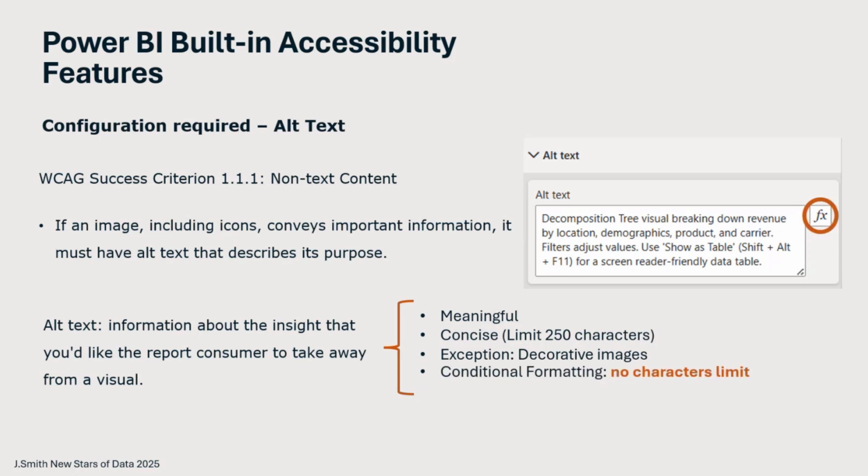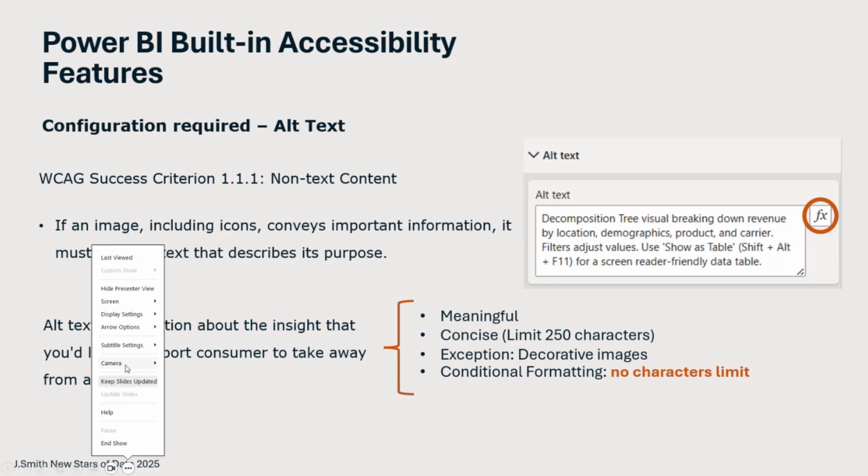We also have the option to create conditional formatting, so we can create tags that will make the alternative text more dynamic. If you choose this option, there is no limit in terms of number of characters. You can write as much as you need. Just remember that you have to be concise. Let's have a look in our report at how we can configure alternative text.